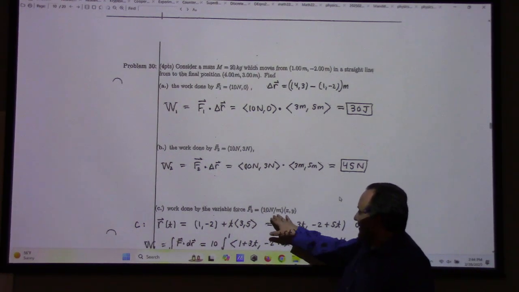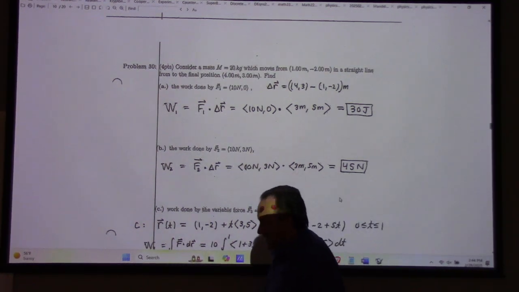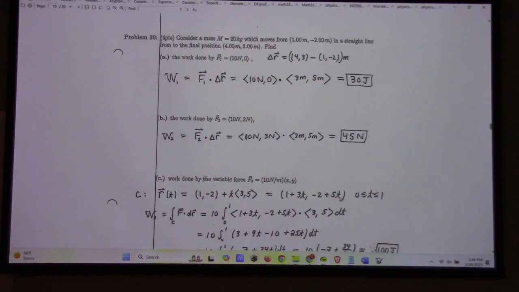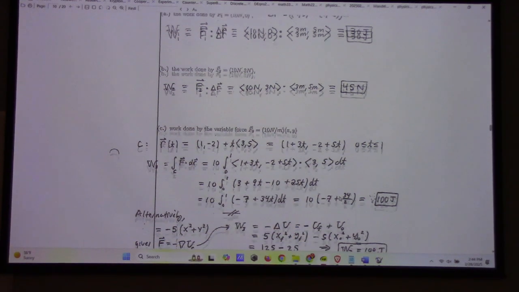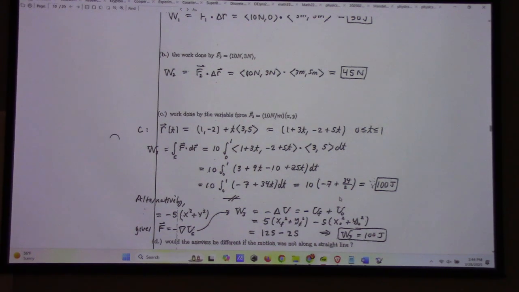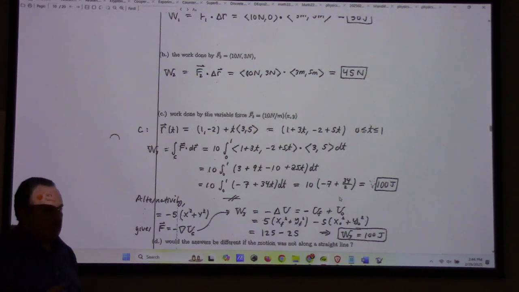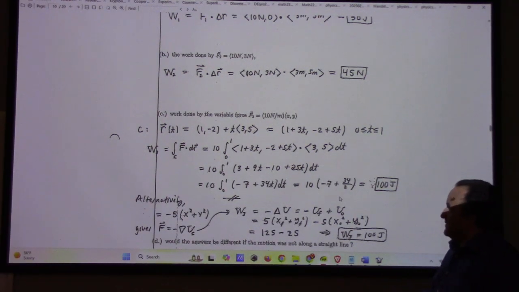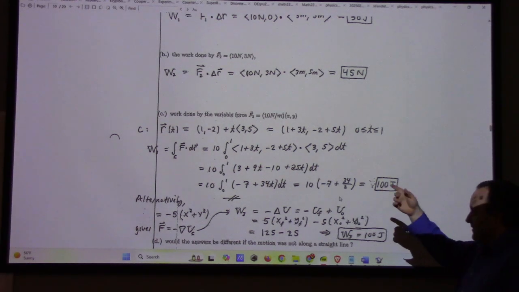Now for part C, we've got a variable force, right? It depends on x and y like that. So I can't just take the force dot the displacement because I don't know which one I would use, right? There's infinitely many different forces at play as you go from one point to the other. Which force should I use? It changes, right? So we have to calculate the work properly, which is to calculate the line integral here.